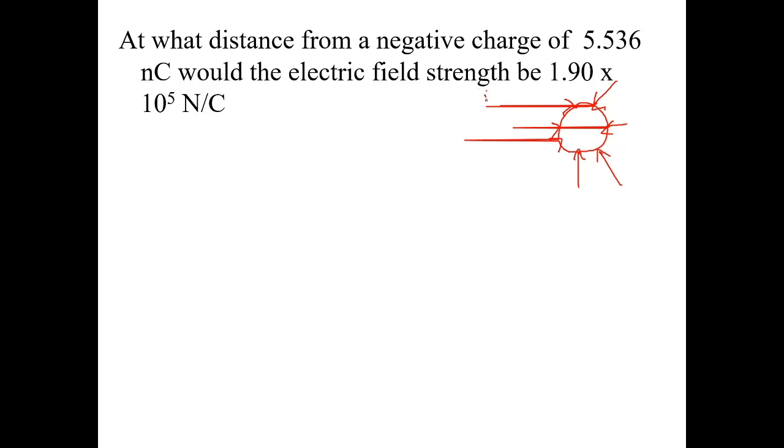We're trying to find a distance where, if we measured the electric field, which is actually kind of tricky, it would be 1.9 times 10 to the 5th newtons per coulomb. So in this case, we're not talking about forces. We're not talking about a test charge. We're just looking at the electric field itself. So we're going to use the E equals KQ over R squared formula.